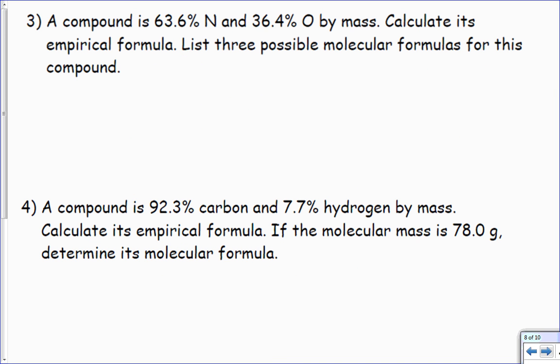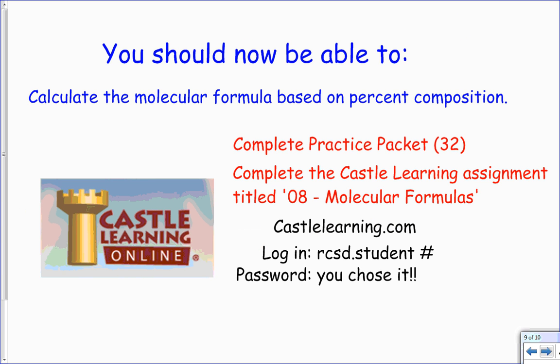So here's some more for you guys to work on. I'm going to let you guys do this for full credit. Of course, you can complete now just page 32, and you do have a Castle Learning assignment, which is 5 questions in Castle. And best of luck to you.